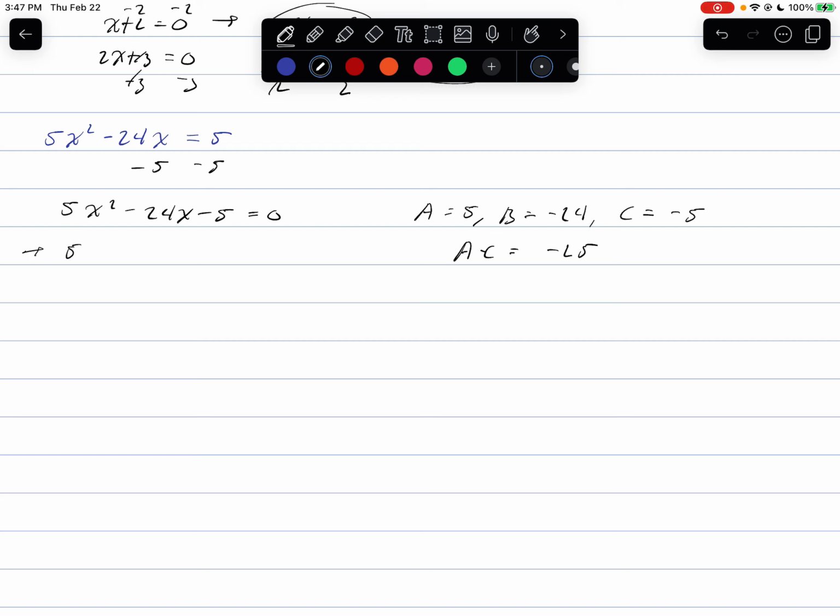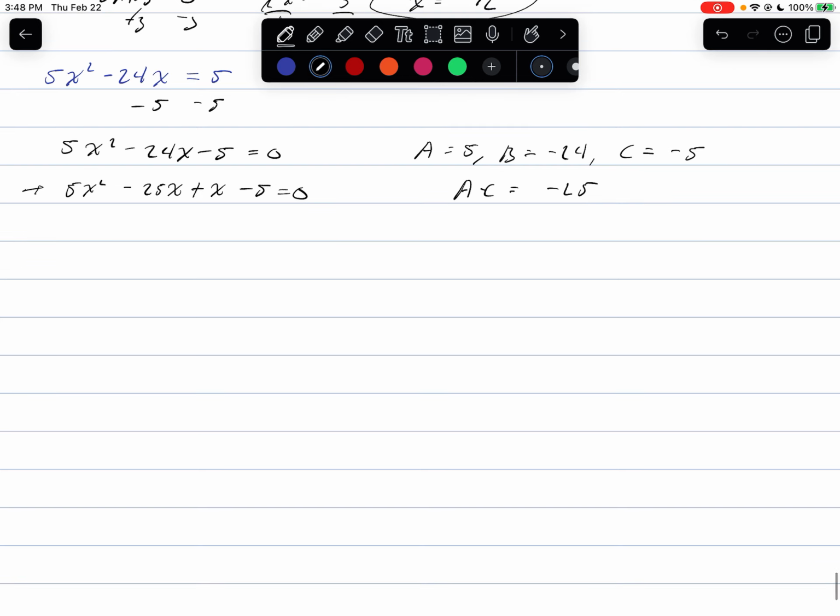So we can rewrite this as 5x squared minus 25x plus x minus 5 is equal to 0. The plus x here comes from the other number being 1. It's plus 1x is how we can think of that. So now we can split this up. For this first term here, we can pull out a 5x. So we have 5x times x minus 5 plus x minus 5.